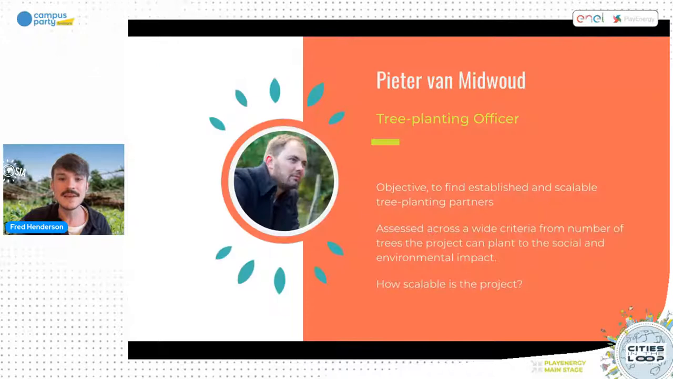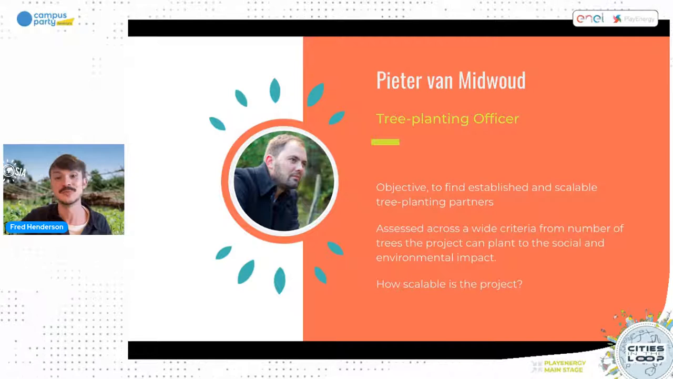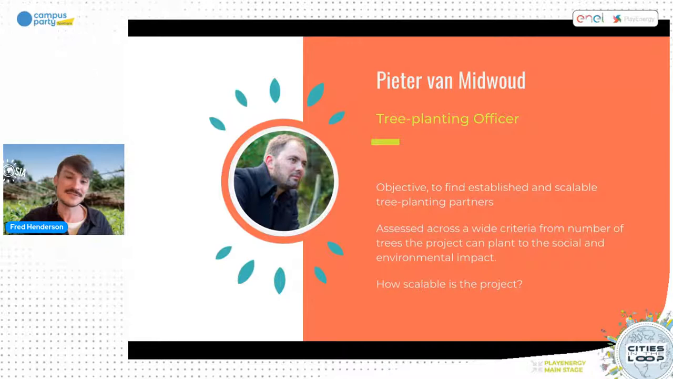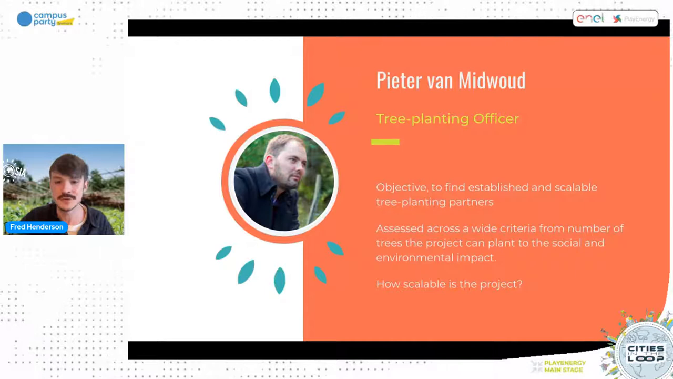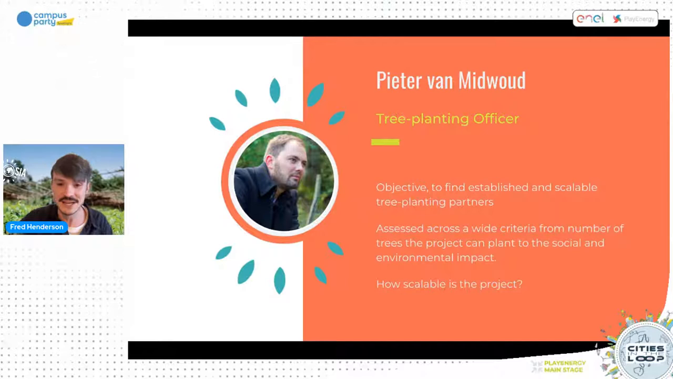And I'd like to introduce you now to Peter van Midvoud, who is our chief tree planting officer. And he's the one who decides where Ecosia should be investing its profits into planting trees. So his objective is to find established and scalable tree planting NGOs. So these are organizations which are already planting trees and have lots of expertise in doing so. And it's about establishing these partnerships with organizations that can really scale and help us to plant many more.